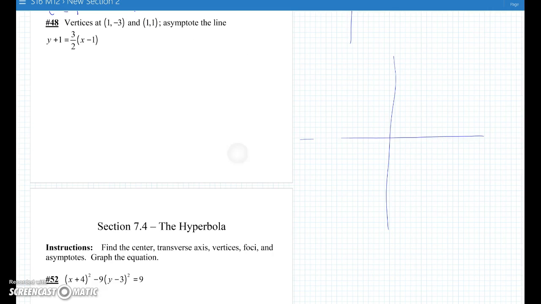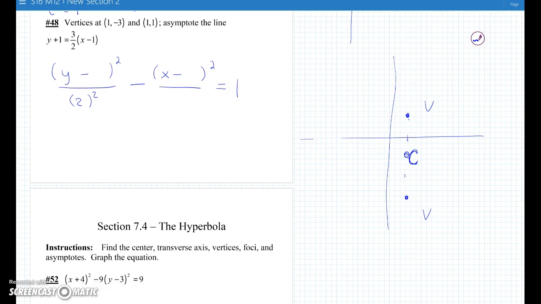Okay, so let's look at number 48. Here I have vertices at 1, -3, and 1, 1. So this is a vertex and this is a vertex. So I know for sure that because these are 1, 2, 3, 4 apart, the center is in the middle between them because of the symmetry of the hyperbola. So I can see that the transverse axis is parallel to the y-axis, so I know the y term is going to come first. So I'm going to write what I know so far. And I can see that in the y direction it's 1, 2 from the center to the vertex. So I know it's going to be 2 squared is what goes under the y squared term.